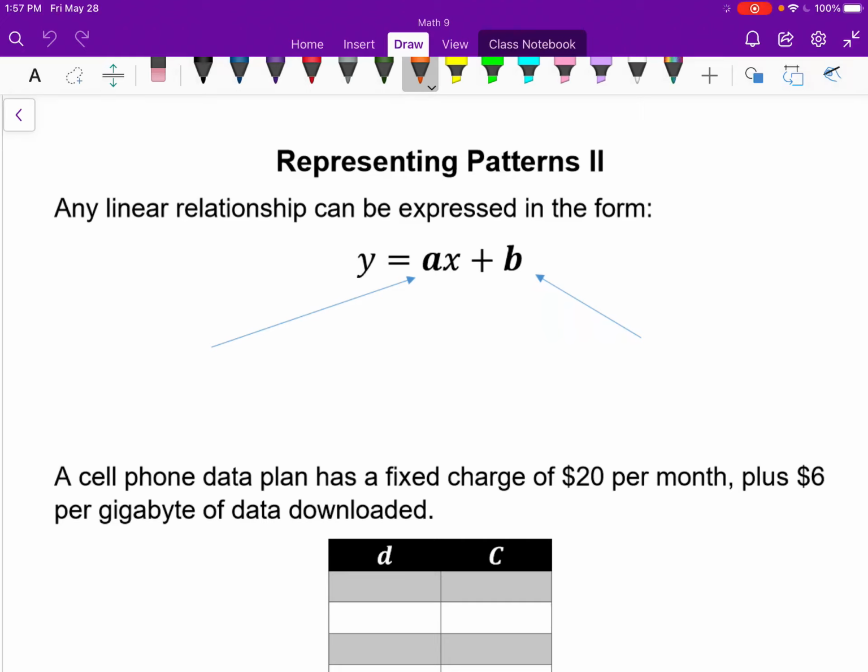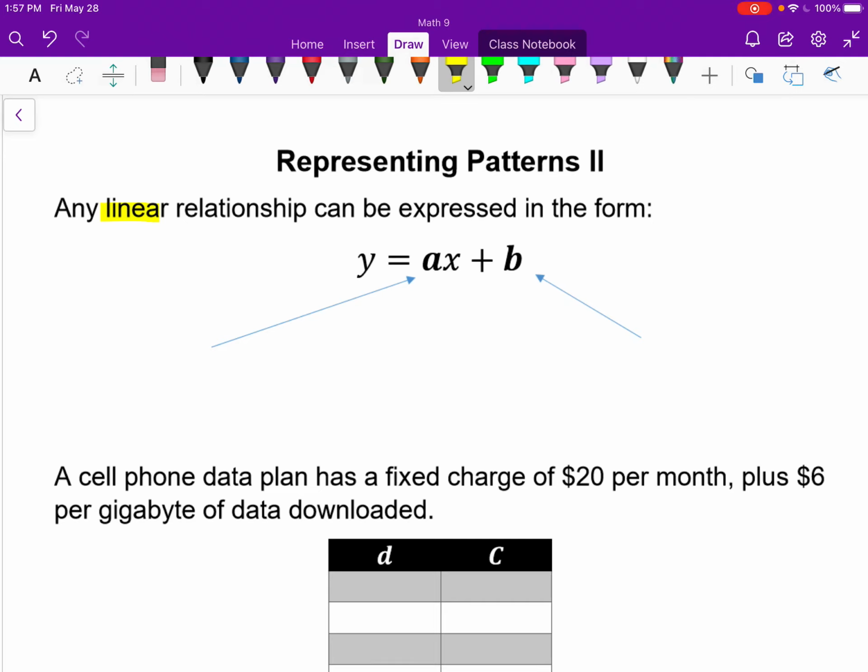All right, so this continues and builds on what we saw from the last lesson, which is still the first section of Chapter 5, which is representing patterns. And in general, if you have a relationship that's linear, which we saw last time means the change is constant, or if you graph it, it makes a straight line. But so far we're not really talking about graphs. But if we have a linear relationship, you can always express it in this form.